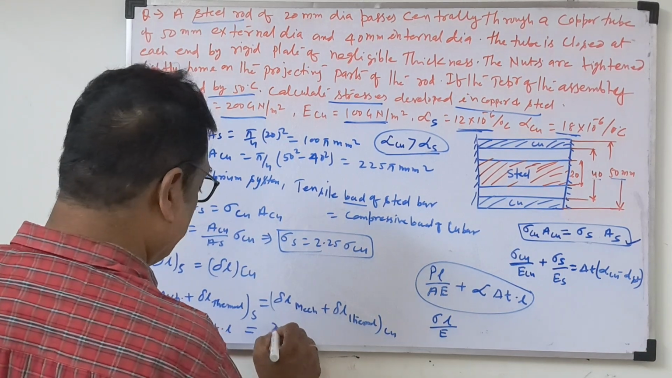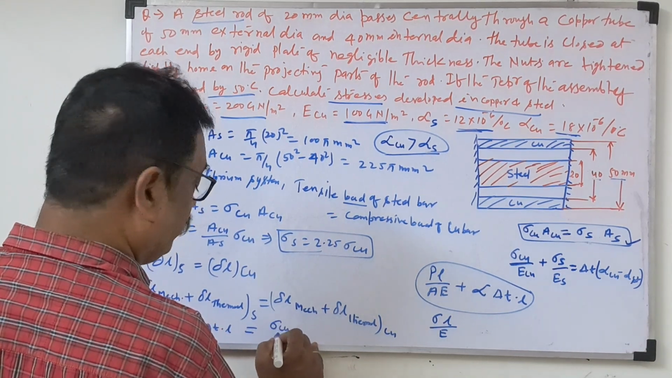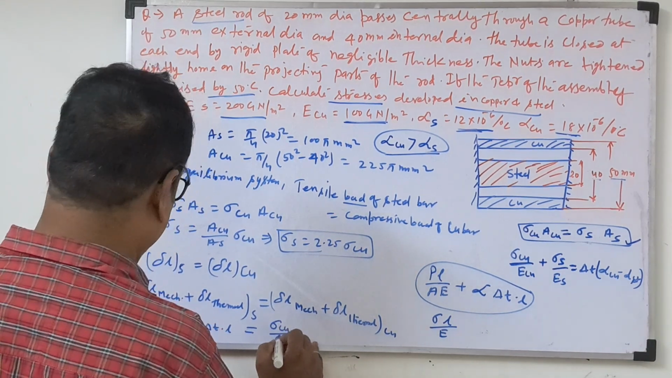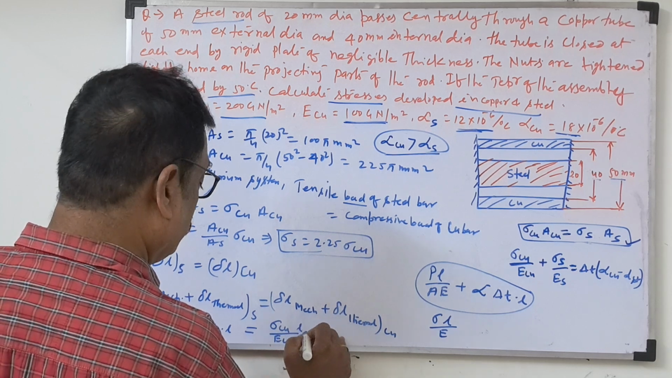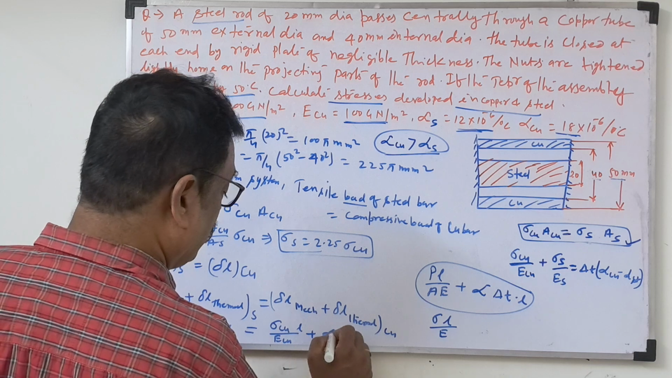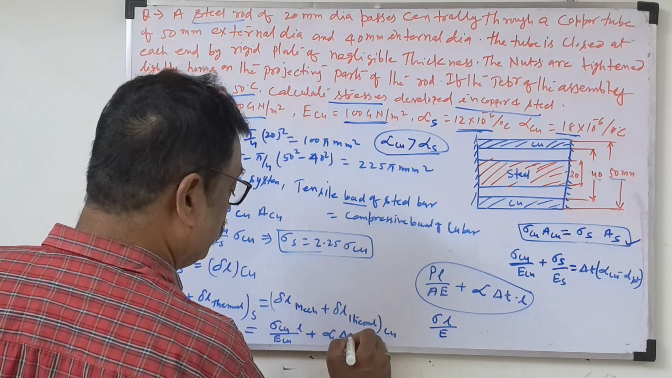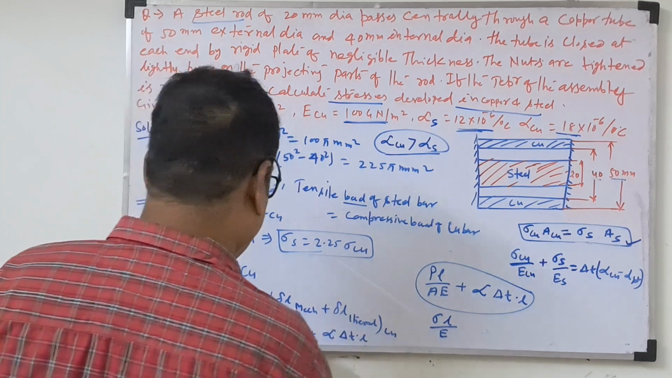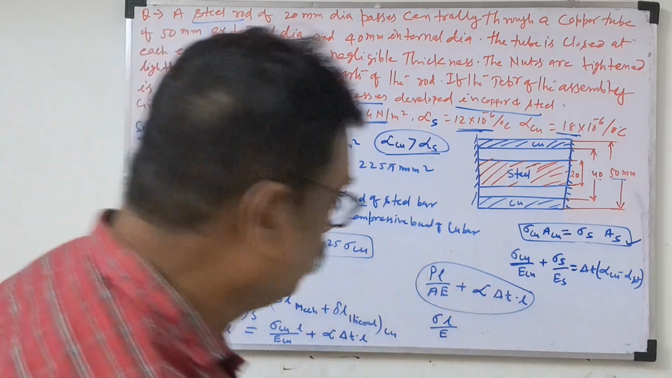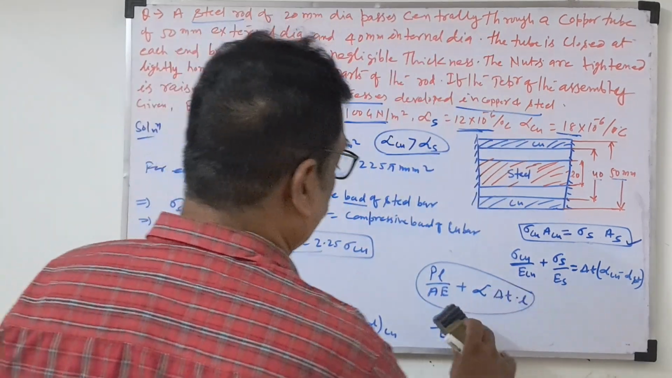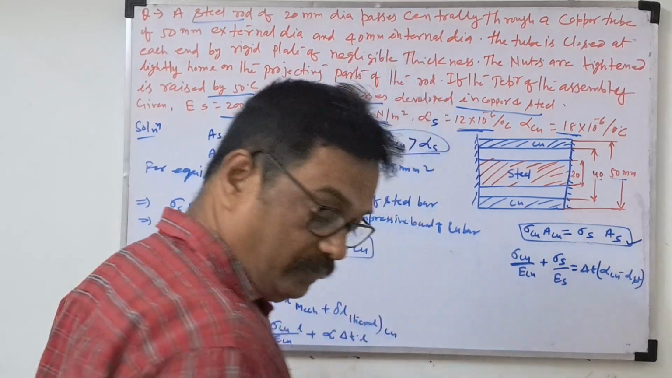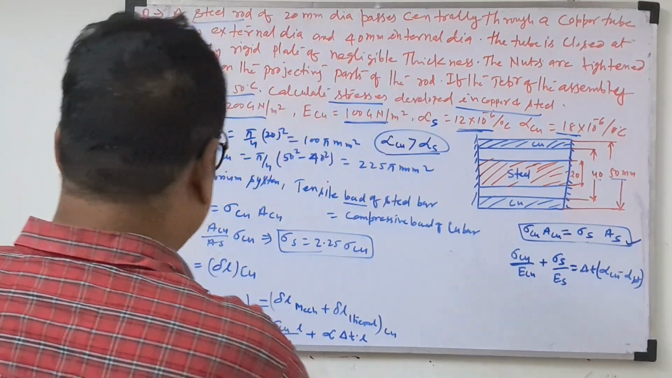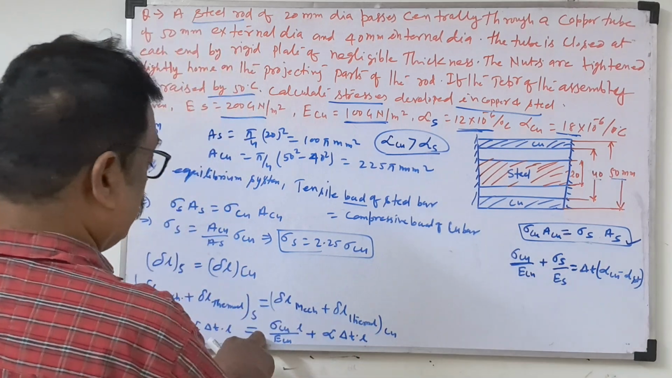Second, what will we write here? Stress of the copper into L by E copper, plus linear expansion, alpha delta T into L. For this we wrote now. So now how to get this formula? I will write now here. See here.